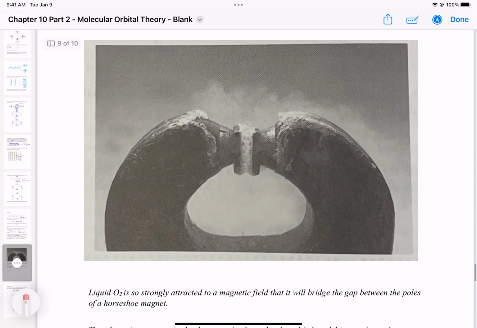We liquefy oxygen. So it's really hard to see, but this is oxygen at a very, very low temperature. And you see here, in this magnet, we can see the oxygen get between the poles of this very strong horseshoe magnet. So this is direct evidence that it's being attracted to the poles of this magnet and not being repelled. If it was being repelled, it wouldn't stay near these poles. So the fact that oxygen can be stuck between this gap, it will bridge this gap between the poles of a horseshoe magnet.